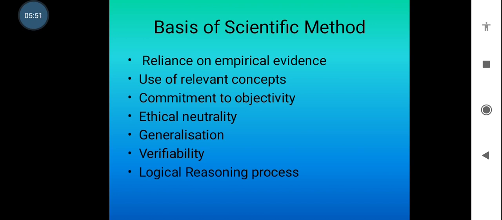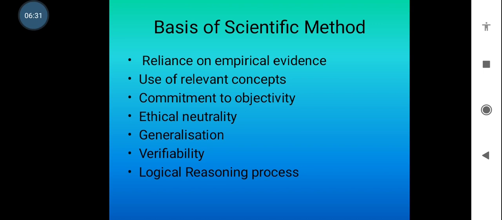Then the final one is the logical reasoning process. The scientific method involves the logical process of reasoning. This reasoning process is used for drawing inference from the findings of a study or for arriving at conclusions. For example, in a survey of the expenditure pattern, basic necessaries form a very high proportion of the total expenditure. It is concluded that the lower the household income, the higher is the proportion spent on basic necessaries.